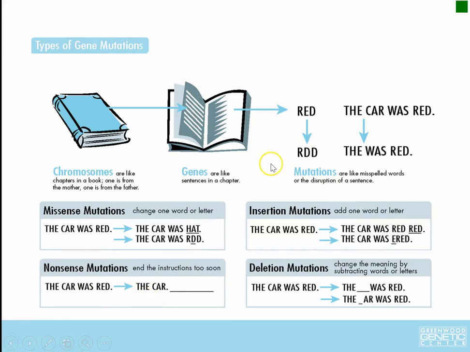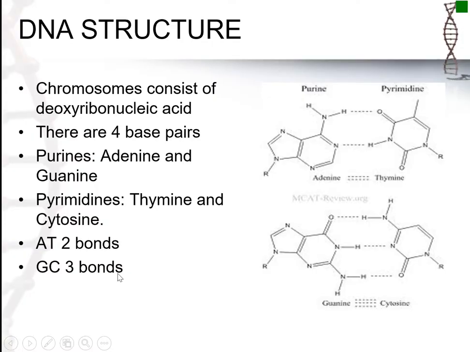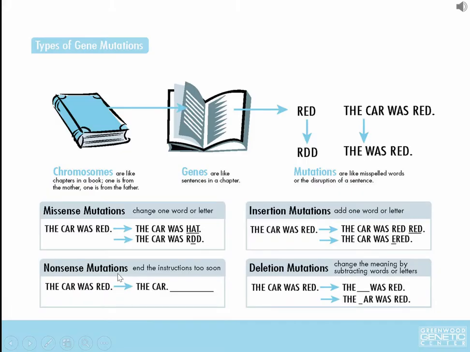As opposed to the nonsense mutation, the car was red. When there's a change in a letter, it causes a premature stop codon that causes the sentence to stop and all future sentences to stop. So instead of the car was red and I went to the store, it just says the car and that's it. And we have no more information. Insertions are mutations that insert a word or letter, and a deletion is a deletion of a word or letter. Sometimes this also results in a nonsense mutation, but can change the whole sequence of the DNA.